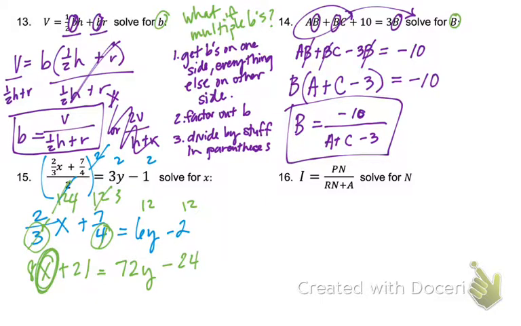I want to isolate the x. So subtract 21. And then divide by 8. So 9y minus 45 over 8. Don't think that reduces.